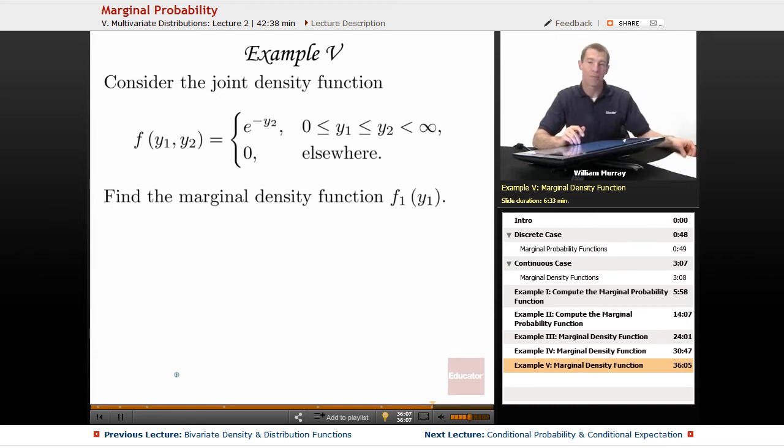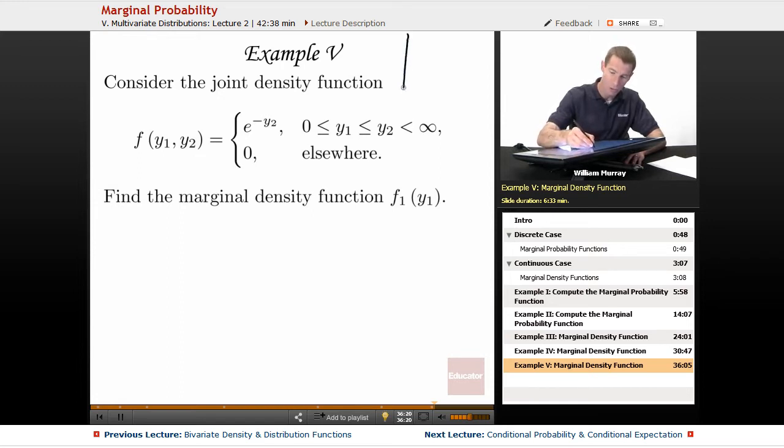In our last example here, example 5, we have a joint density function f of y1, y2 equals e to the negative y2. And our region here, both y1 and y2 go from 0 to infinity. So let me set up my axes and I'll try to draw that. There's y1 always on the horizontal axis, y2 always on the vertical axis. They both start at 0. Now the catch here is that y2 is always bigger than y1.